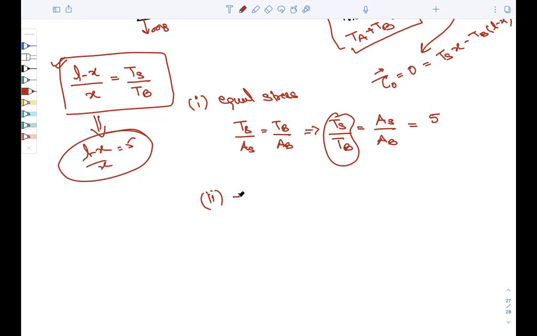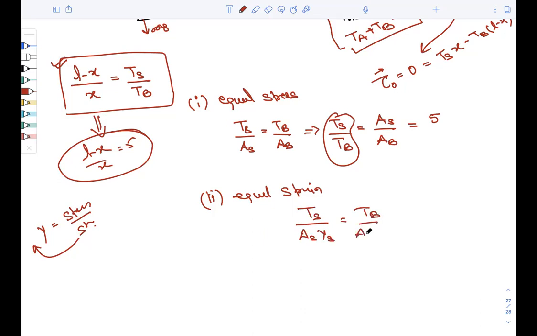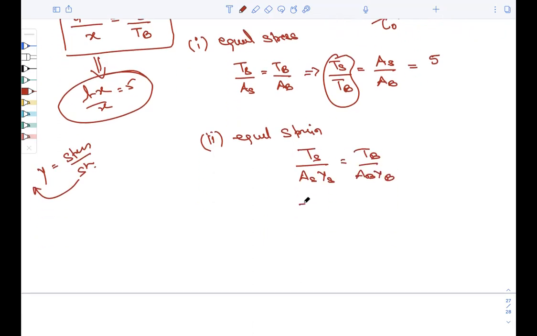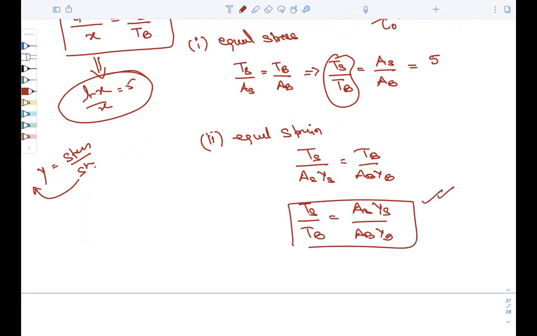Second thing, for equal strain. What is strain? If you know the stress and you have the Young's modulus, strain is stress by Y. So it is simply TS by AS YS equals TB by AB YB. So what will be TS by TB? It is AS by YS over AB by YB. YS and YB are also given, 1 and 2, so whatever it comes, it is a simple multiplication of 5 and 2 that you can do.